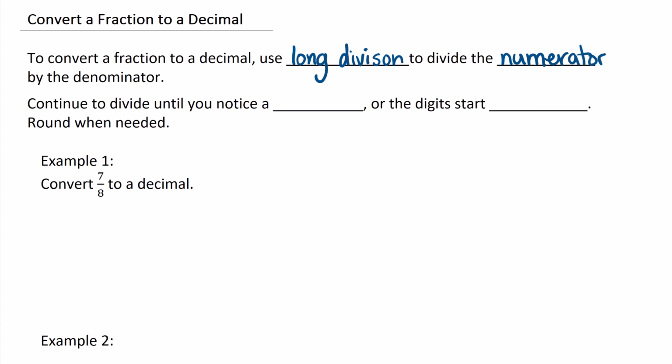Continue to divide until you notice a pattern. This pattern could be ending with a remainder of 0, or the digits start repeating. When the digits start to repeat, you'll need to round. In example 1, we're asked to convert 7/8 to a decimal.